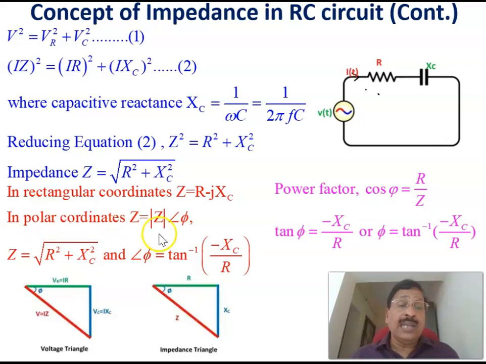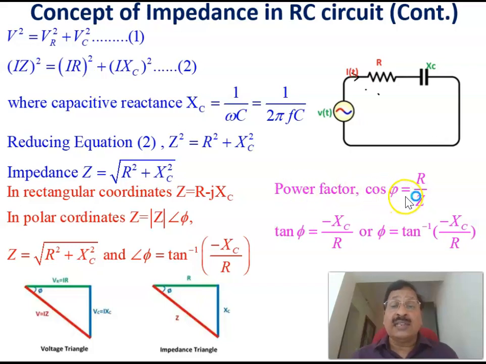And in polar coordinates, Z equals magnitude of Z at phase angle phi, where the magnitude of Z equals the square root of R square plus XC square, and the phase angle equals tan inverse of minus XC divided by R. That is called the phase angle. So this is the polar coordinate representation of the impedance of an RC circuit.